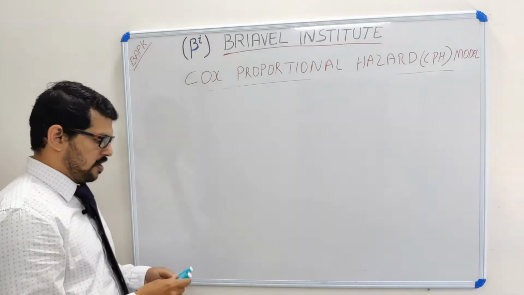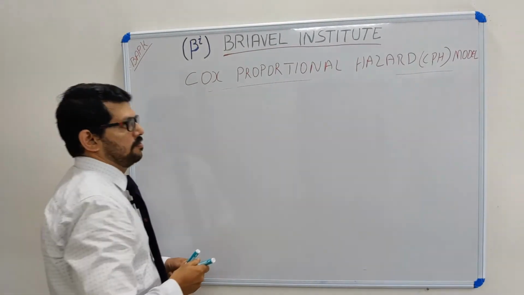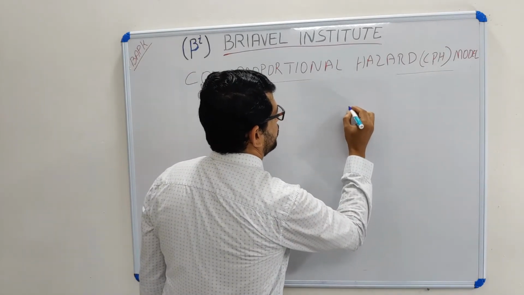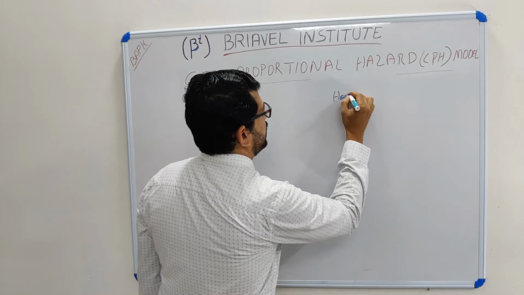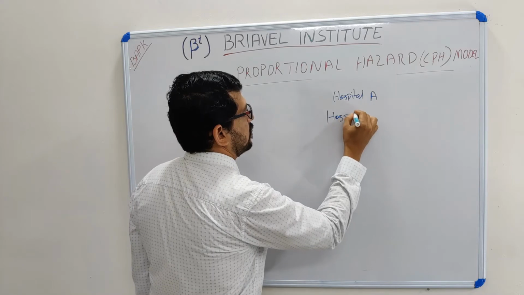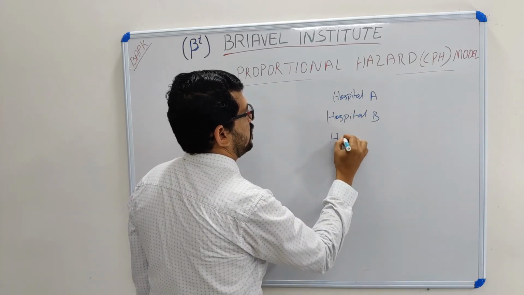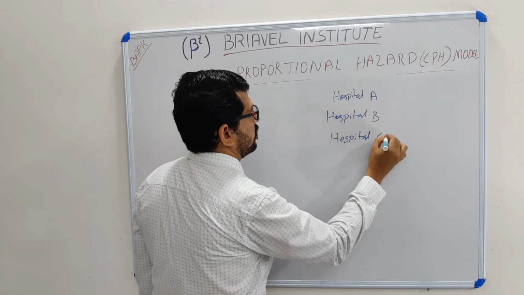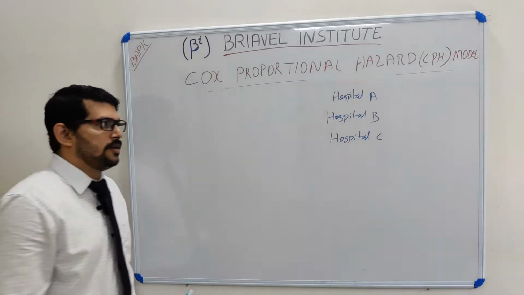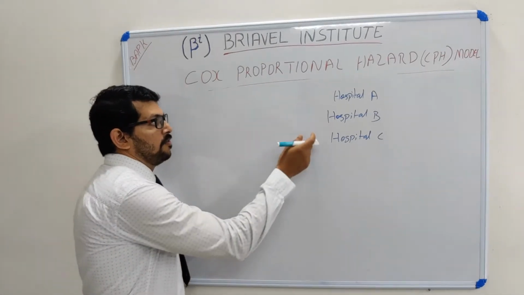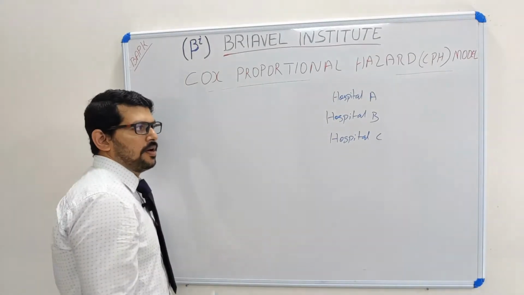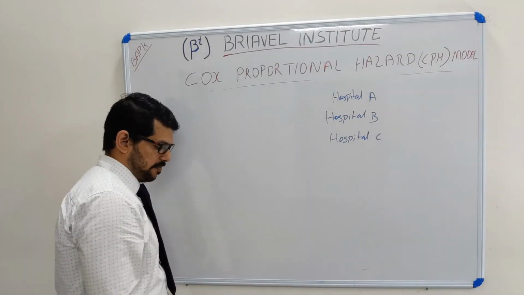In my city, there are 3 hospitals: hospital A, hospital B and hospital C. I want to do my heart surgery in one of the hospitals. In my city there are 3 hospitals A, B, C, and I want to do my heart surgery.